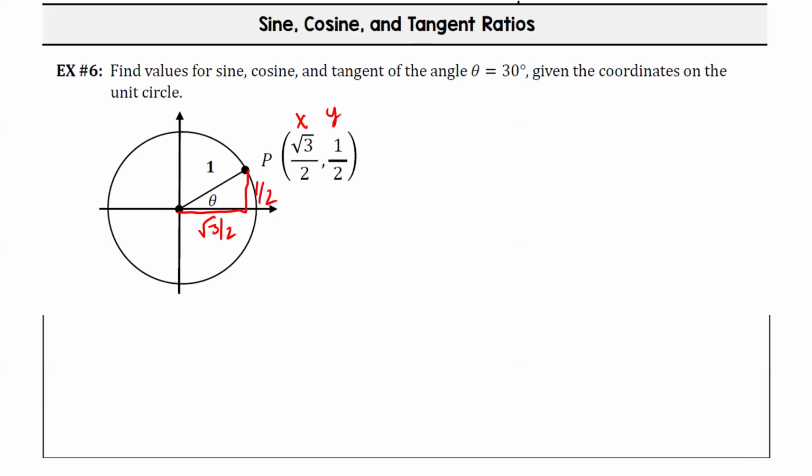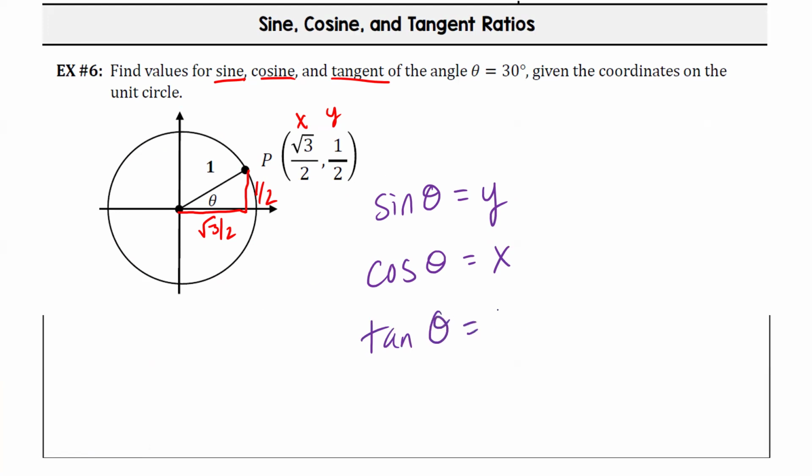Your x is your cosine. So it's asking me to find the value of your sine, your cosine, and your tangent. Remembering the rules, if I'm looking for sine of an angle, it's going to equal the y value. If I'm looking for cosine of an angle, it's going to equal the x value. And if I'm looking for the tangent of an angle, it's going to equal y over x.